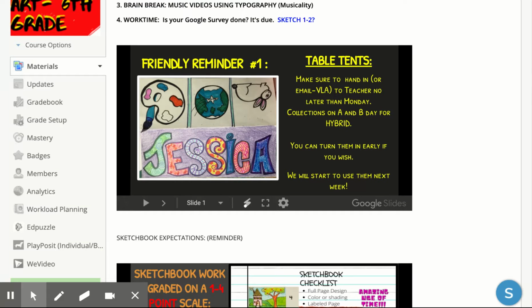Okay? Back up here, this is a friendly reminder, you guys. Everybody should have a table tent. We worked on them in class. You have a chance to work on them at home. Those need to be worked on. Our goal is to have them done by Friday.